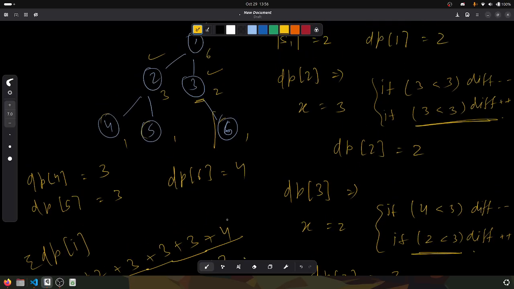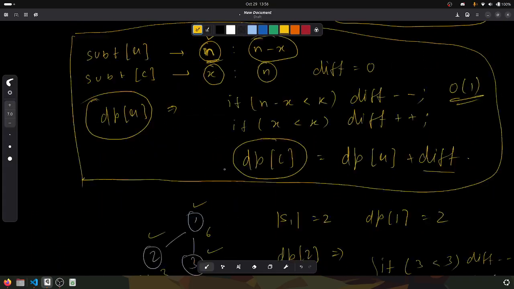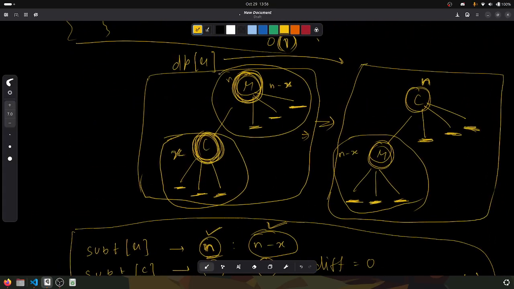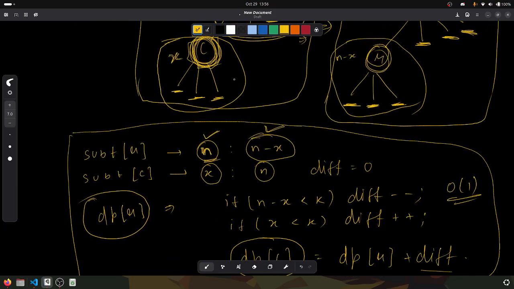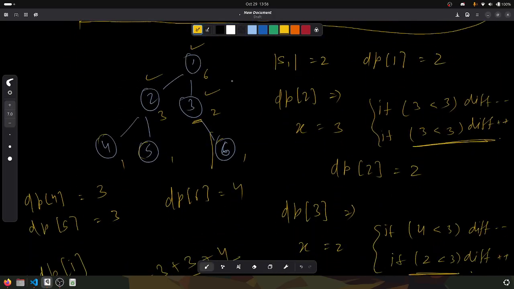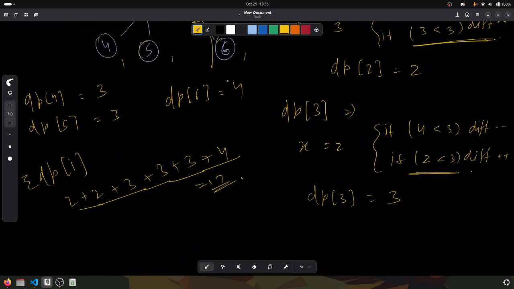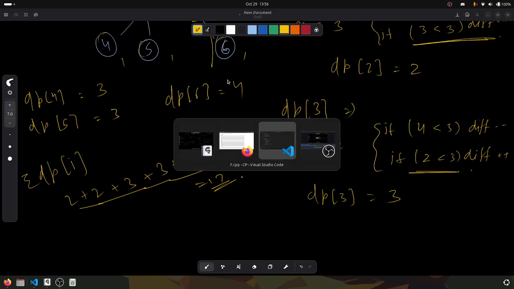So that is how this process will work, and I hope you understood how exactly I am calculating the value of dp c from dp r. dp i is nothing but the answer when the root is i. So that was the solution for problem F. I'll show you the code.